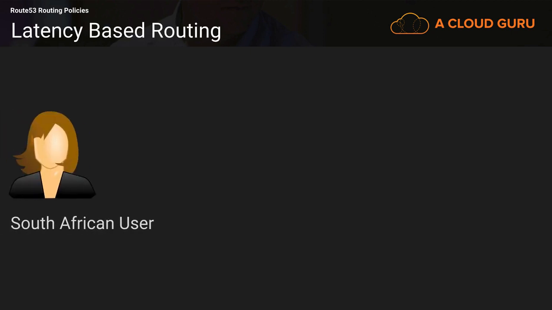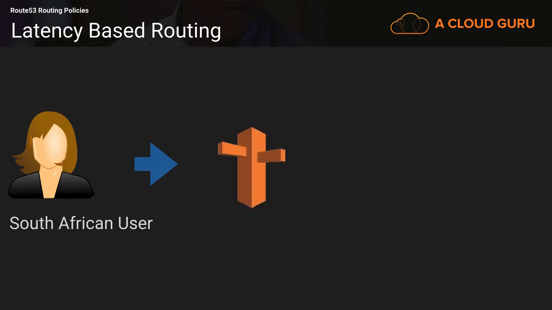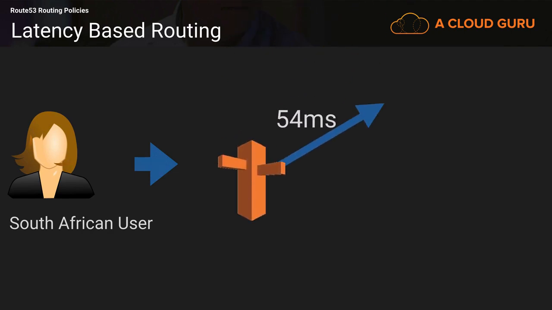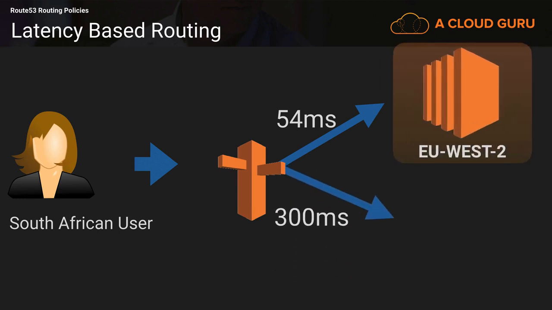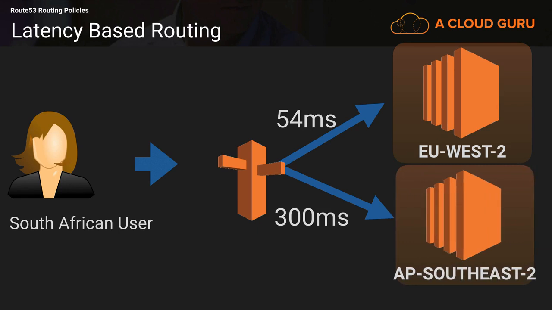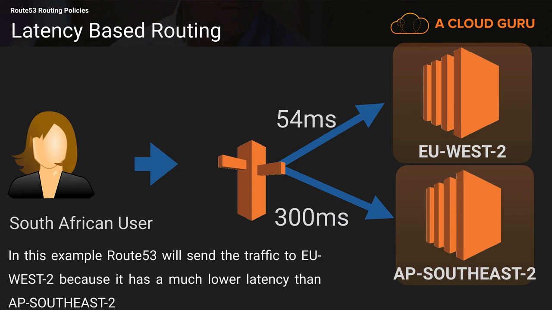So let's have a look at how this works. We've got our South African user and they want to go to our website, hello-route53gurus.com. They get a 54 millisecond latency from EU West 2, and a 300 millisecond latency from Asia Pacific Southeast 2. So which one would Route 53 choose? Well, it's going to choose the 54 millisecond one. So Route 53 will send the traffic to EU West, because it has a much lower latency than AP Southeast 2. So let's go into the AWS console and see how we can set this up.